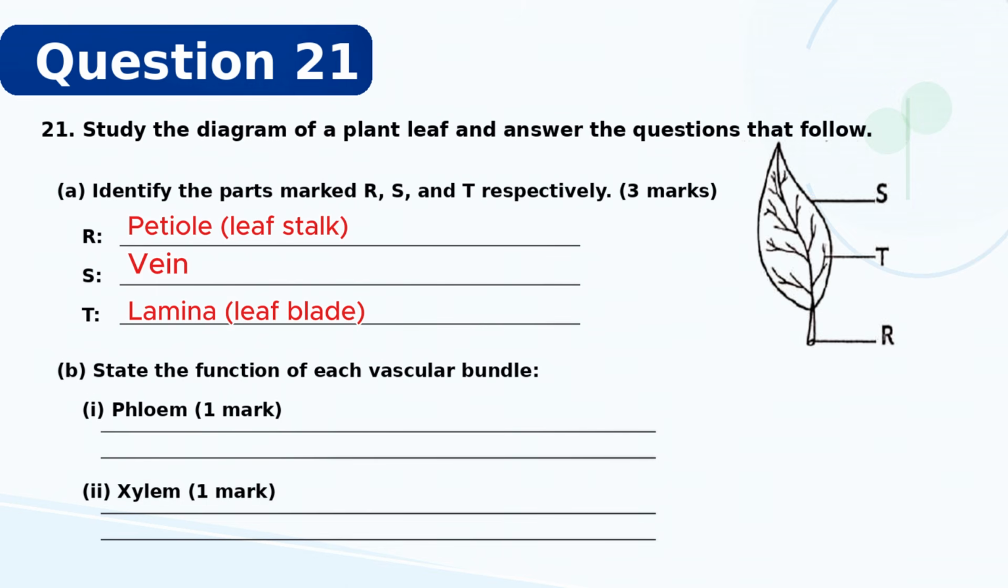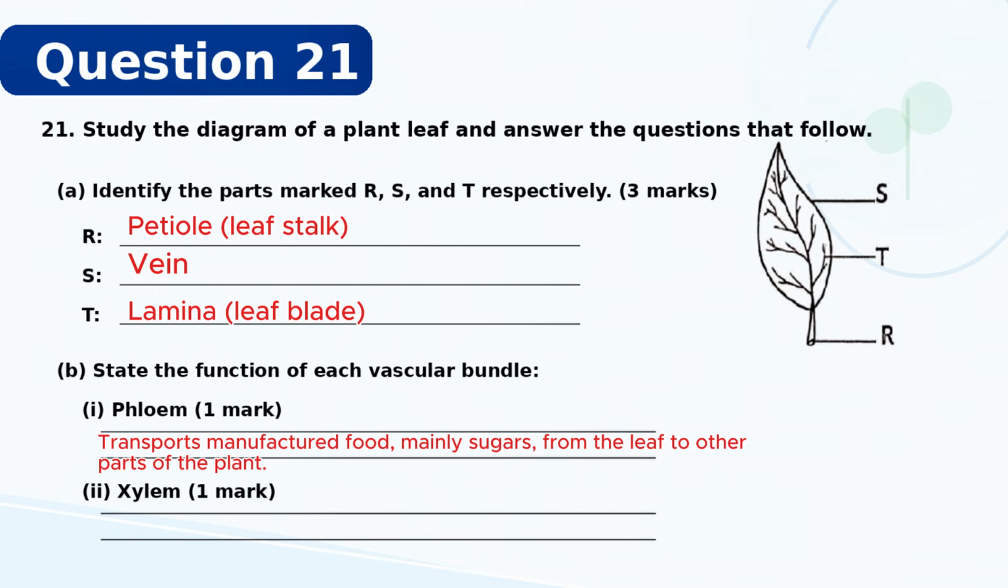Then number 21B, state the function of each vascular bundle. So number one we have phloem. A phloem transports manufactured food, mainly sugars, from the leaves to other parts of the plant. That is what a phloem does.